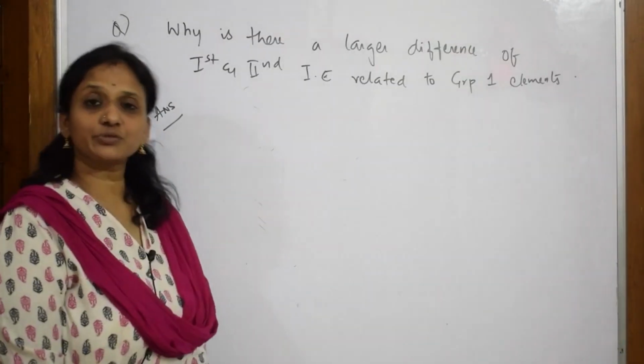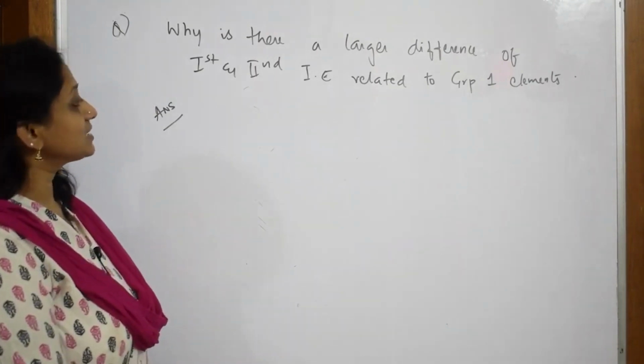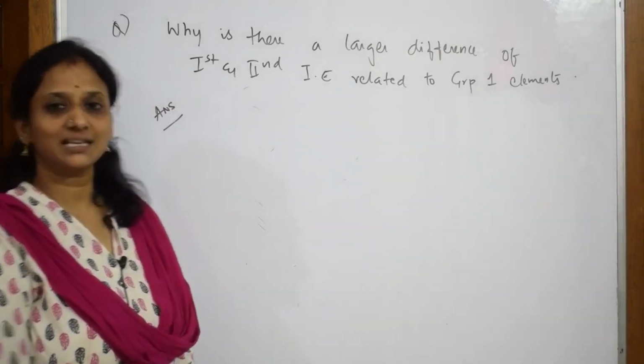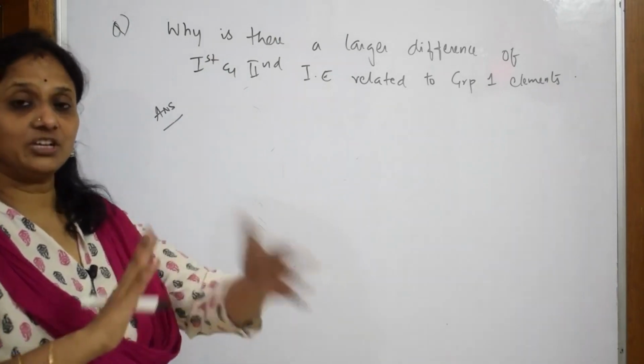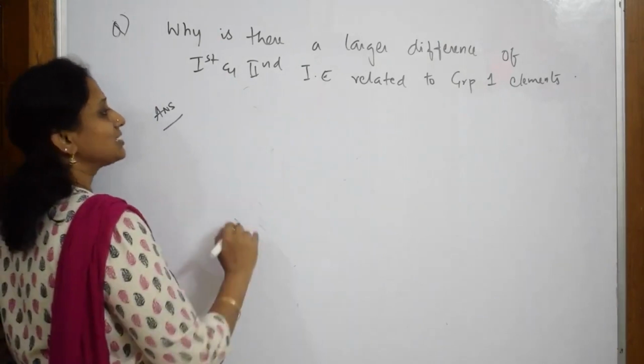Right, now let us do one more question based on ionization enthalpy. What does it say? Why is there a large difference of first and second ionization enthalpy related to group 1 elements? I think they have said group 1 elements have very different ionization energy values for IE1 and IE2. Let us write the reason simply.